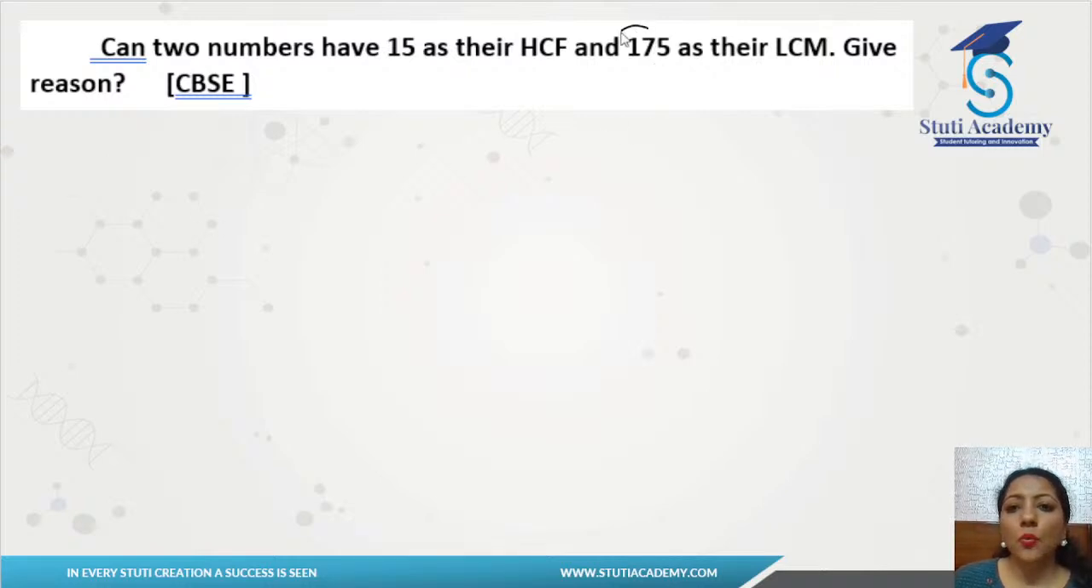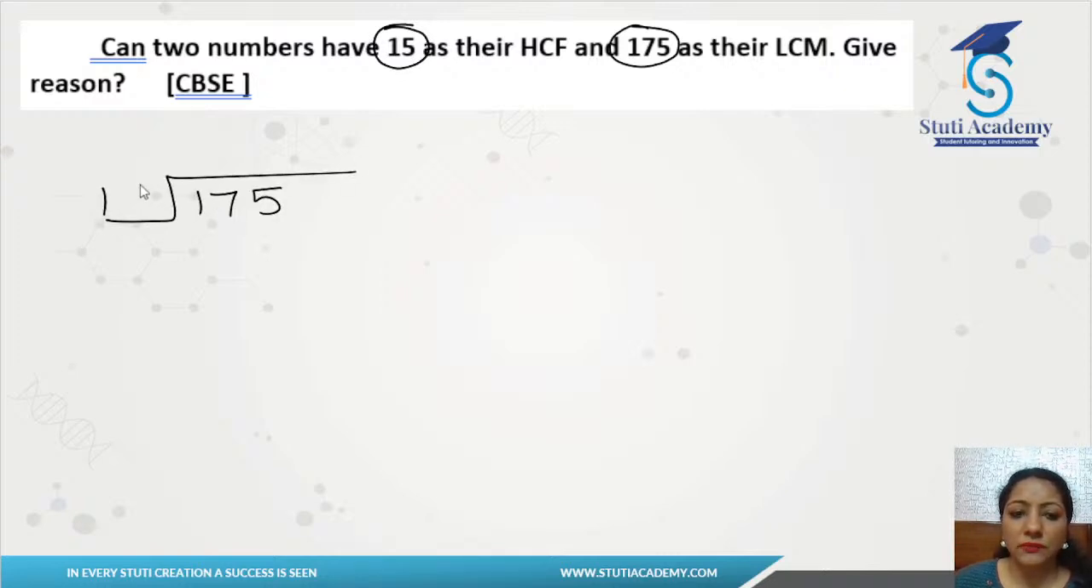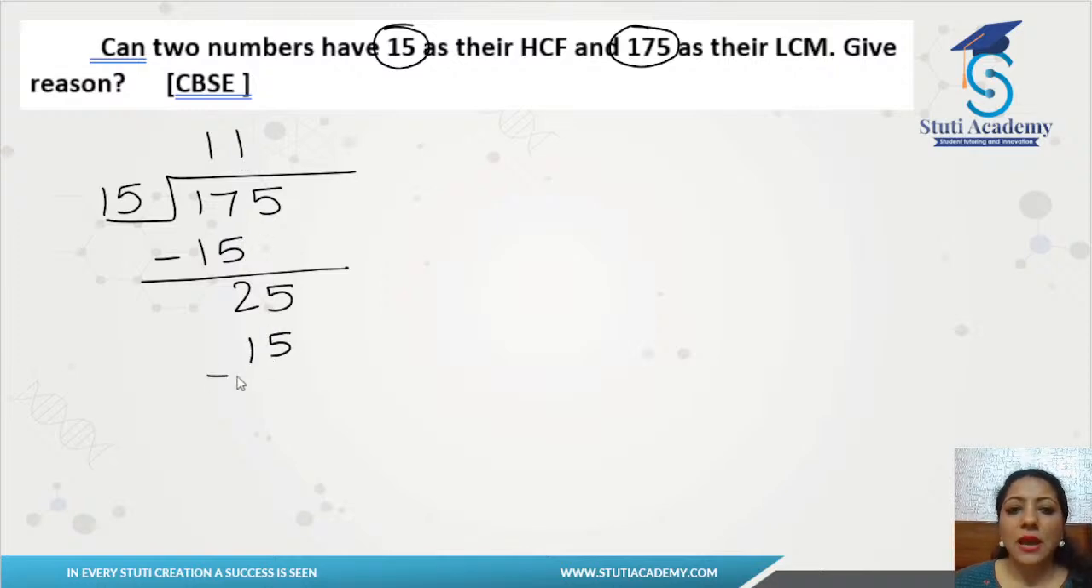So let us see here whether 175 is divisible by 15. I'm going to take this 175 and I'm going to divide this by 15. Let's see. We have 15 here. Then we are left with 25. This will go by 1. Then we have 15. And finally, we are left with 10 as the remainder. So we can say 175 is not divisible by 15.